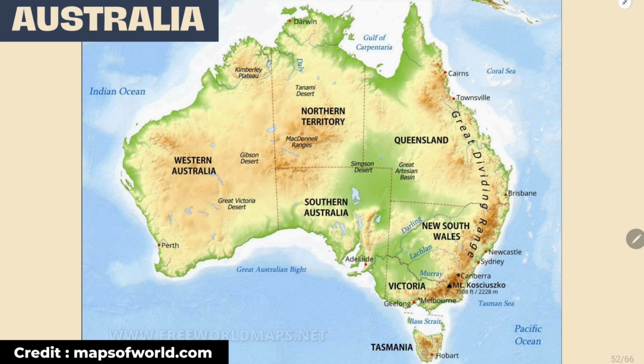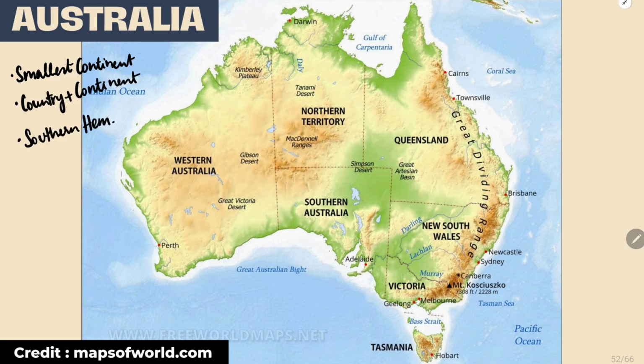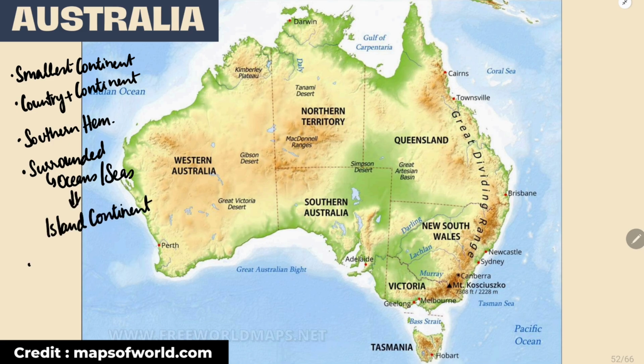Then we have Australia. Australia is the smallest continent and the only country that is also a continent. It lies entirely in the southern hemisphere. It is surrounded on all sides by oceans and seas, which is why it is often referred to as an island continent. It covers around 5% of the world's land area, yet is home to only 0.33% of the world's population.